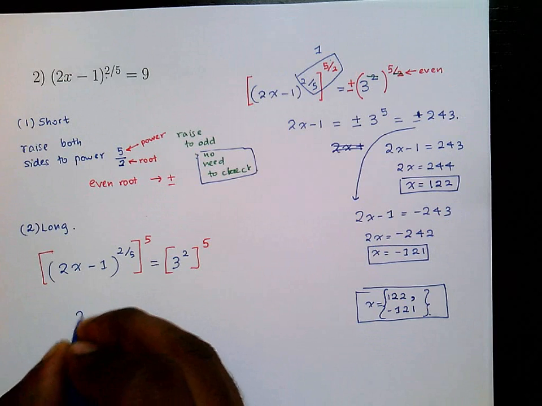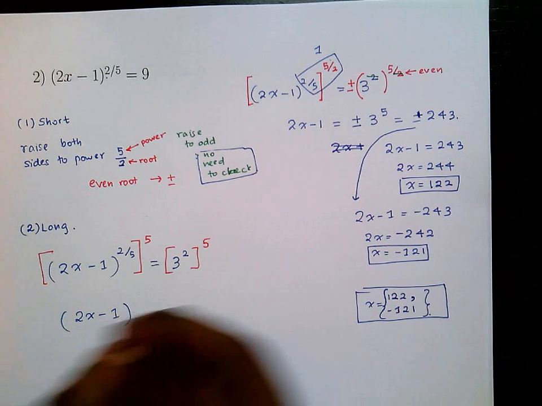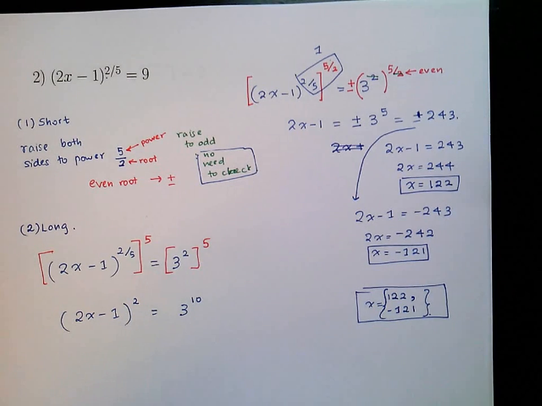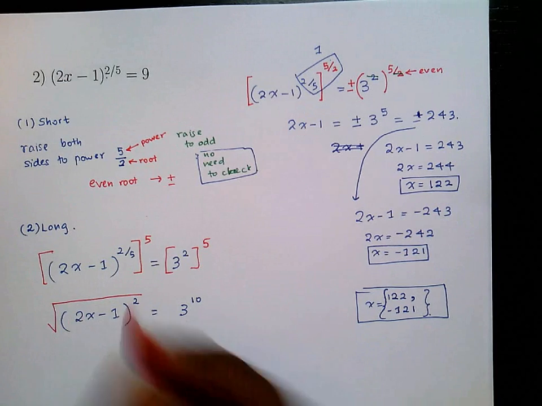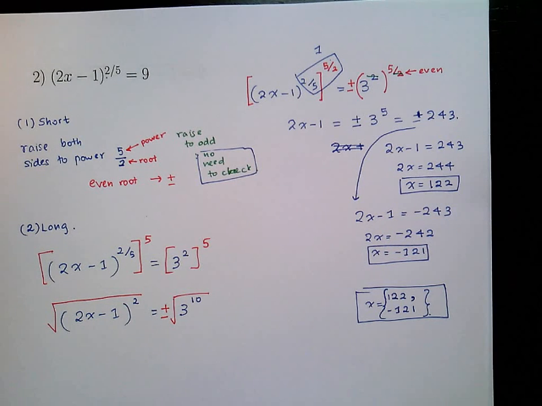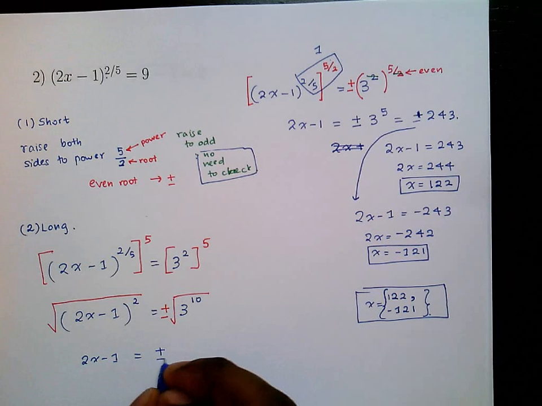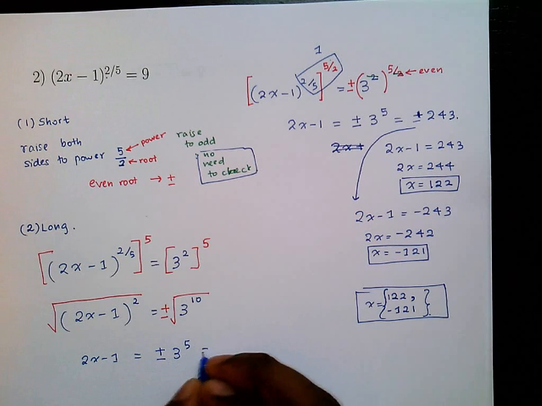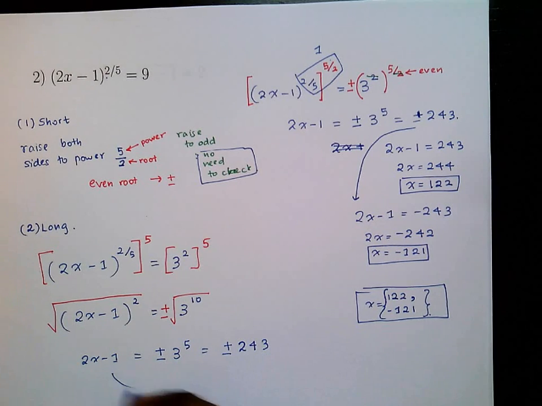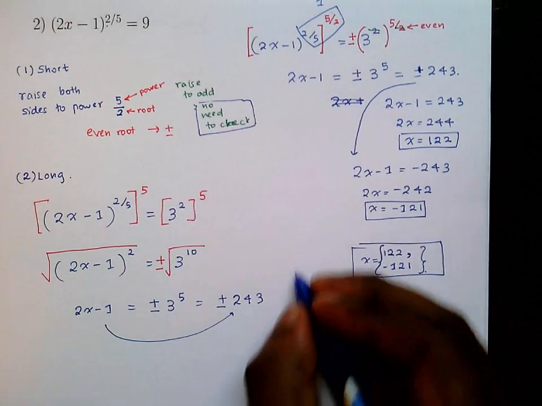And you get 2x minus 1 to the power 2 here, and here you get 3 to the power 10. Now you take the square root of both sides, and because you're taking the square root, you take plus or minus. Then you get 2x minus 1 is equal to plus or minus 3 to the power 5, which is plus or minus 243, which brings you back to this stage.